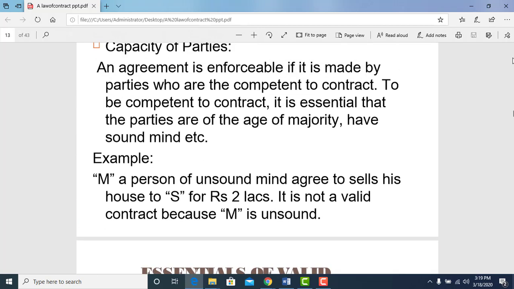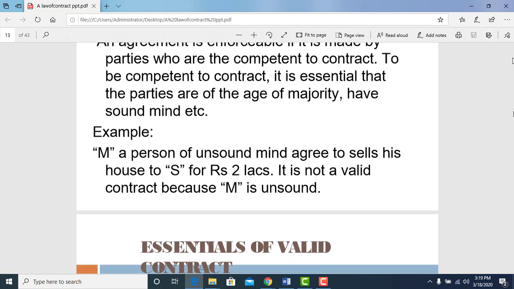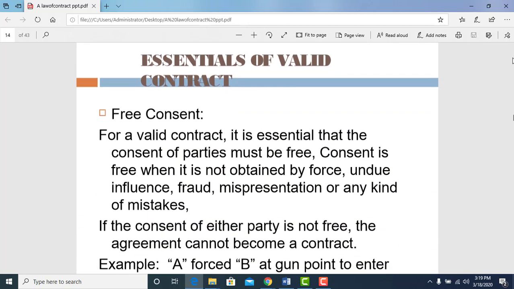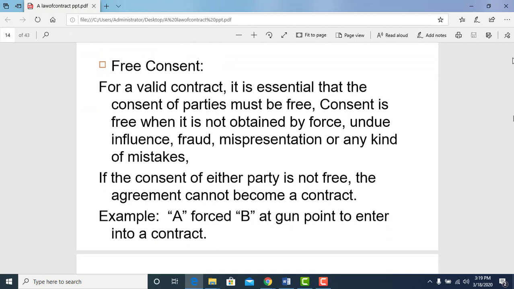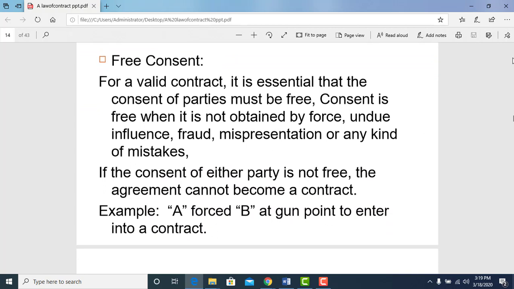Here we have unsound mind, capacity of contract, and then we have free consent for valid contract. Okay.